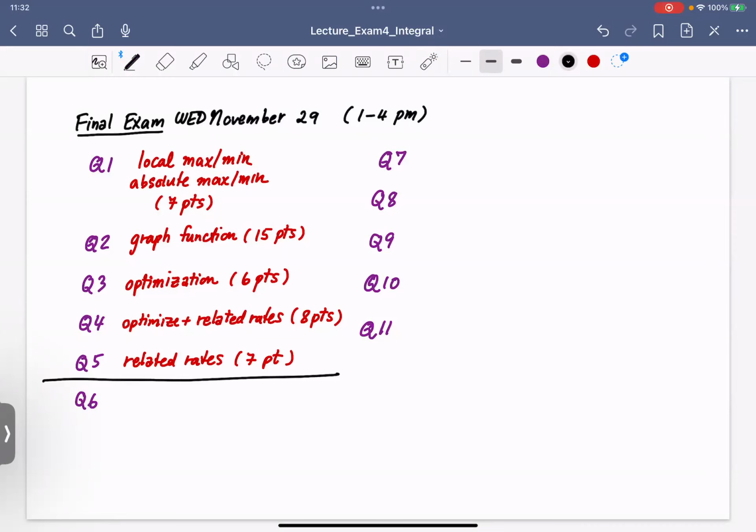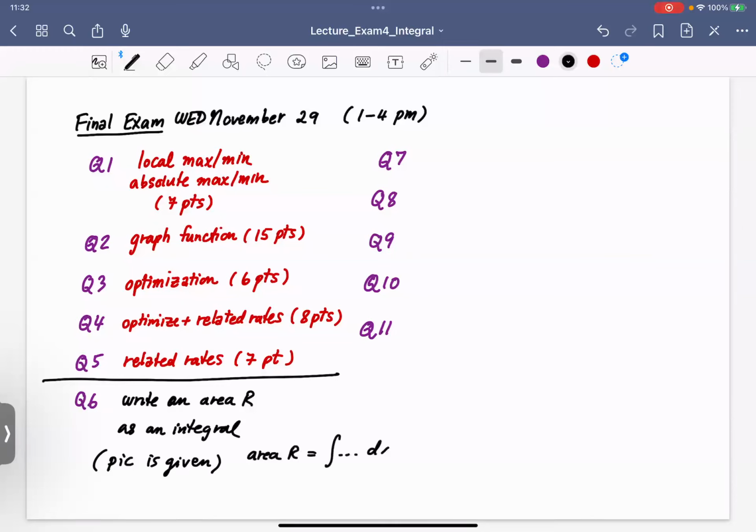And then the part on the application of integration, you're gonna start by writing the area first. Write an area as an integral. So one picture is given, but I just want you to write out what the area of R is equal to, integrate what. I'm gonna ask you to do both dx and dy.